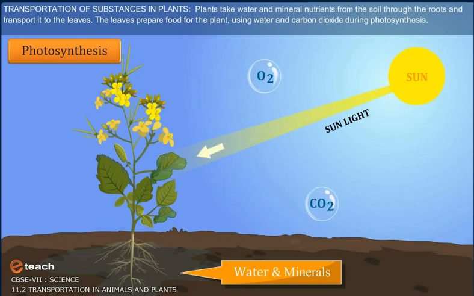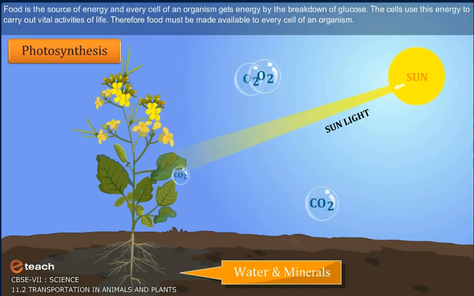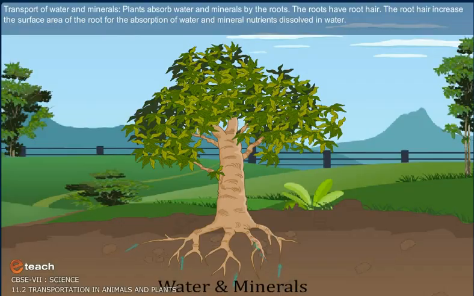Transportation of substances in plants. Plants take water and mineral nutrients from the soil through the roots and transport it to the leaves. The leaves prepare food for the plant using water and carbon dioxide during photosynthesis. Food is the source of energy, and every cell of an organism gets energy by the breakdown of glucose. The cells use this energy to carry out vital activities of life. Therefore, food must be made available to every cell of an organism.